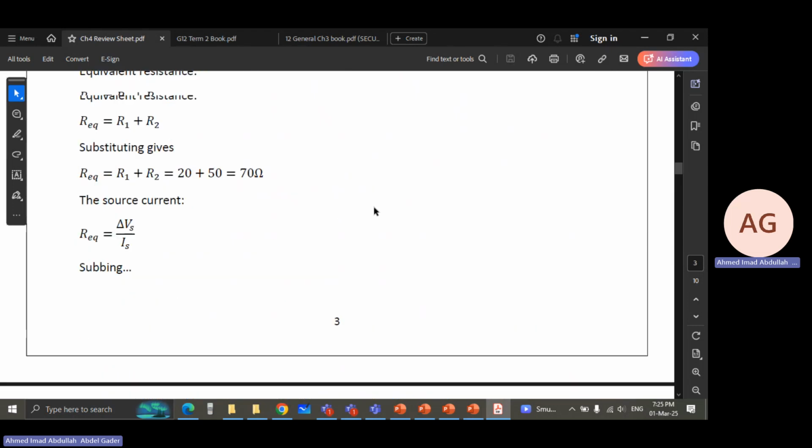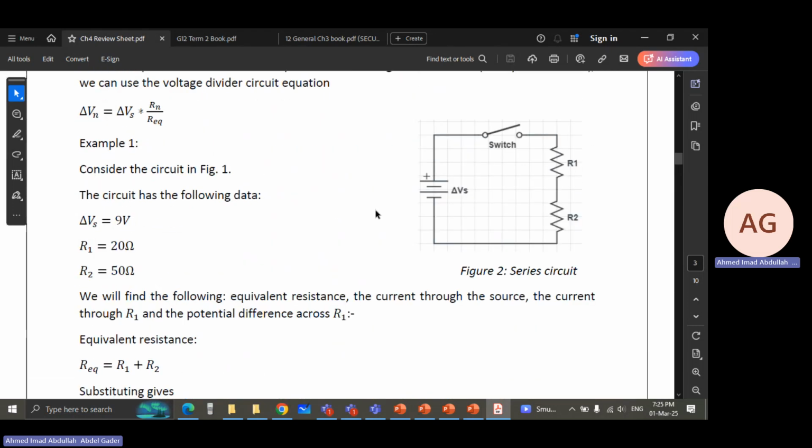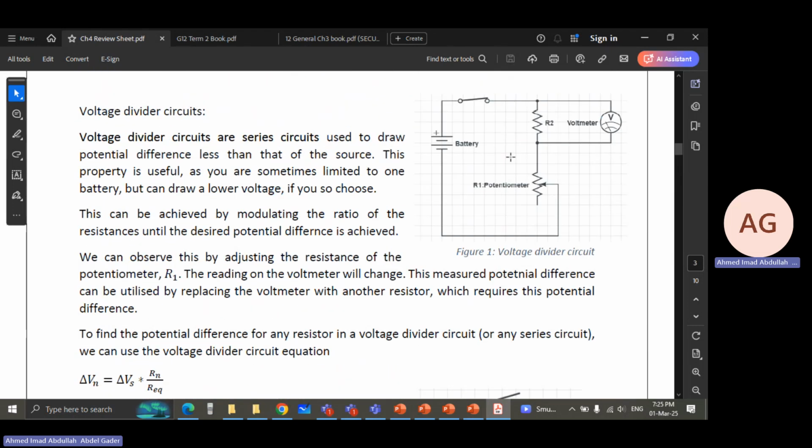Now, let's go back and discuss what's actually happening here. Let's go back to this figure here. So if we want the potential difference across R2 to increase, then we want the ratio of resistor 2 to resistor 1 to increase. How we can do this is by decreasing R1.